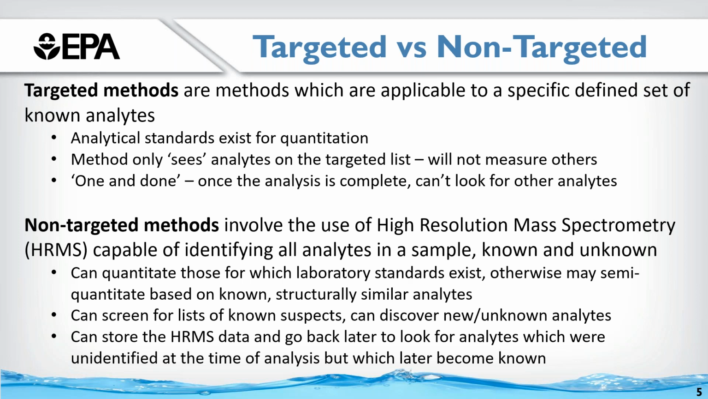Non-targeted methods, on the other hand, use high-resolution mass spectrometry to identify PFAS compounds in a particular sample. Ideally, you want to quantitate those compounds that you discover with an existing standard, if that's possible. Some of the software in mass spectrometers these days will allow you to identify peaks and then again, hopefully confirm those peaks with some sort of standard.